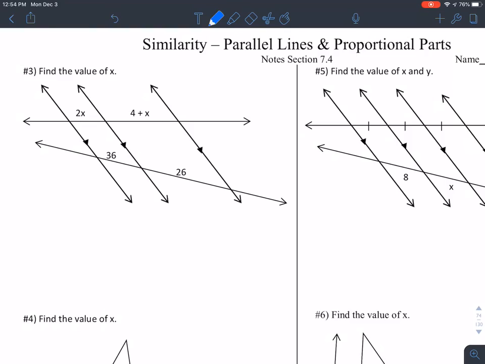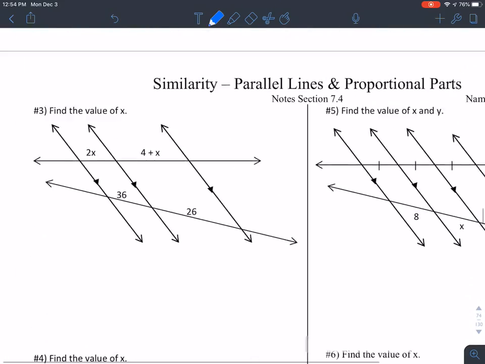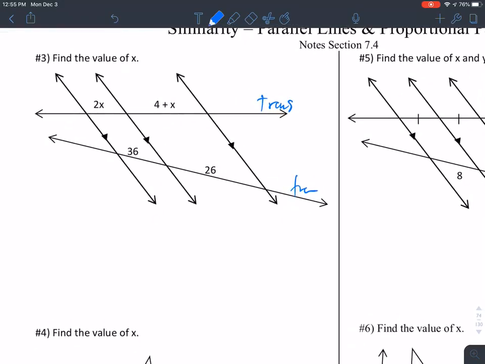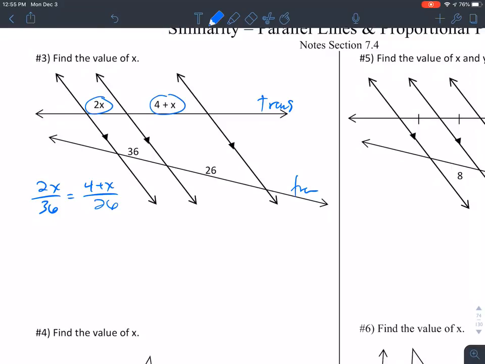find the value of x. Now this is related to corollary 7.1, which says, if 3 or more parallel lines, and we have 3 in this one, intersect 2 transversals, so this is one of our transversals, this is the other, then they, meaning the parallel lines, cut off the transversals proportionally. So that means we could take 2x over 36, and that must equal 4 plus x over 26. The nice thing about these transversal problems is this problem basically sets itself up. 2x is on top, 4 plus x is on top, 36, 26 on the bottom.